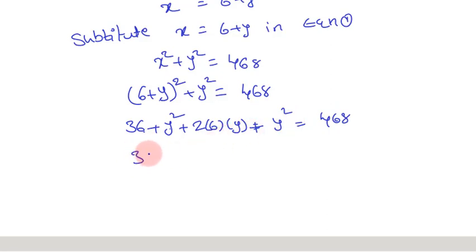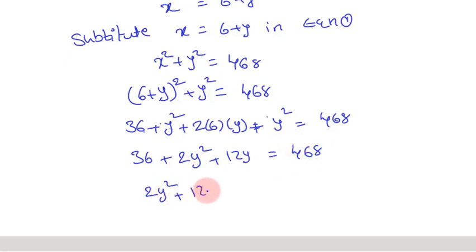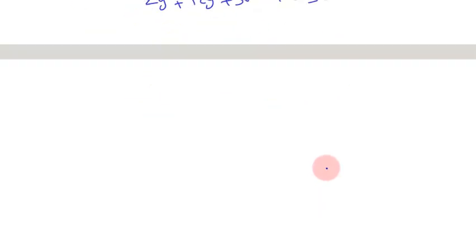Now this can be written as 36 plus 2y square plus 12y is equal to 468. Now transpose this constant term to the other side, so this can be written as 2y square plus 12y plus 36 minus 468 is equal to 0. Now this can be simplified as 2y square plus 12y minus 432 is equal to 0.